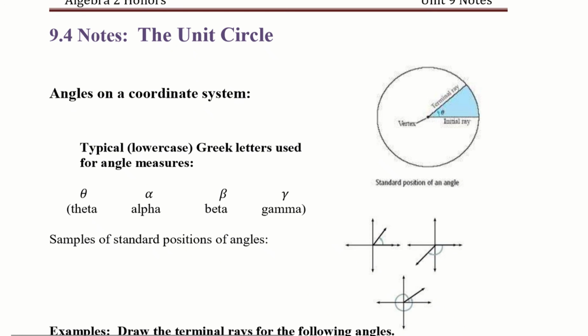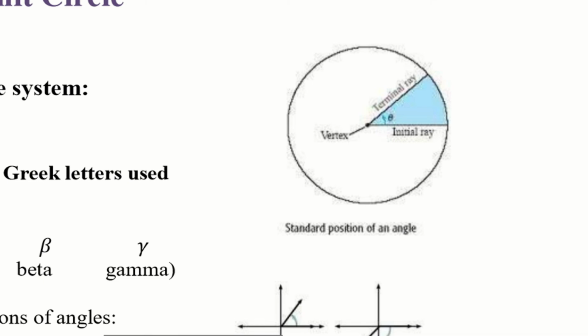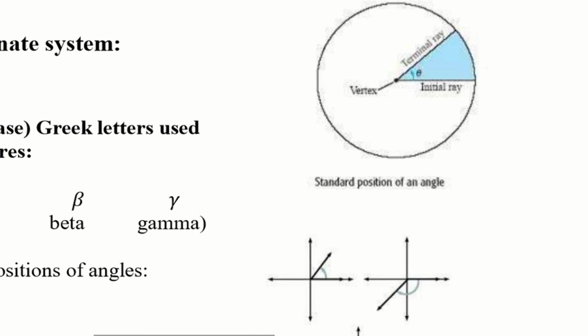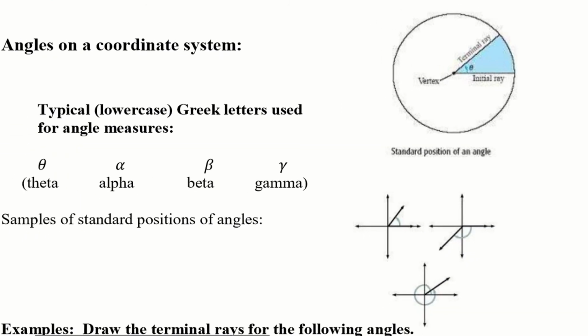Hello, today we're going to be learning 9.4, which is about the unit circle. So first let's talk about the angles on a coordinate system. Typical lowercase Greek letters used for angle measures are theta, alpha, beta, and gamma. And we can see here we have our circle, we have our initial ray, our terminal ray. So our initial ray is the first one, and it's the standard position of an angle.